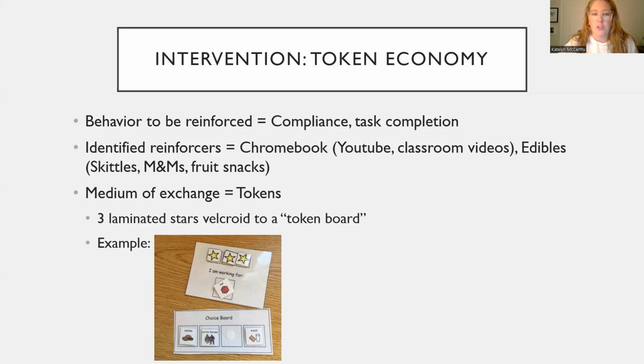Identified reinforcers include access to his Chromebook, specifically YouTube and old classroom videos. His teacher last year took a lot of videos and he likes to watch those. He also likes edible reinforcers, including Skittles, M&Ms, and fruit snacks. The medium of exchange that we'll be using is tokens. These are 3 laminated stars Velcroed to a token board. This is an example. Obviously, his reinforcer is not a ball, but he has a picture of a Chromebook and of snacks. But it has 3 stars like this.